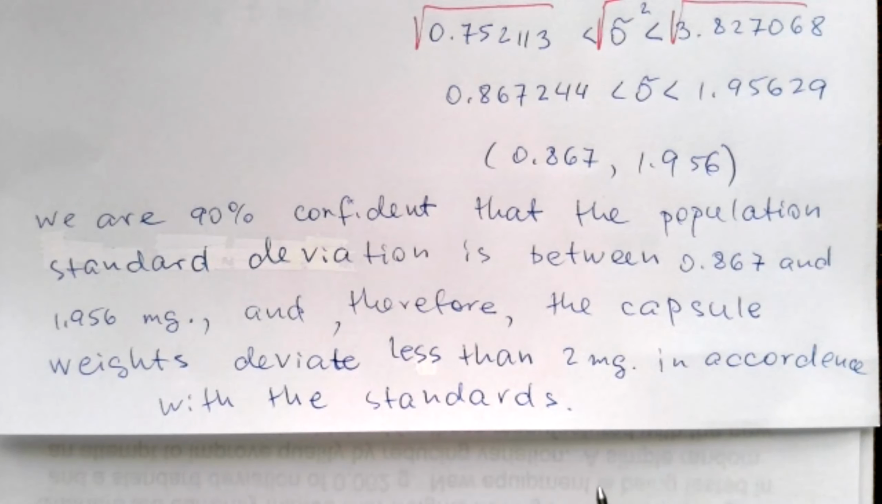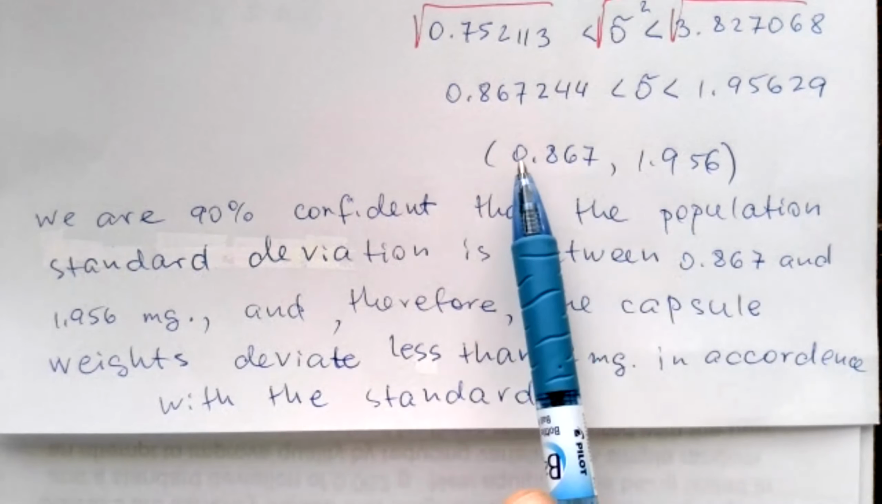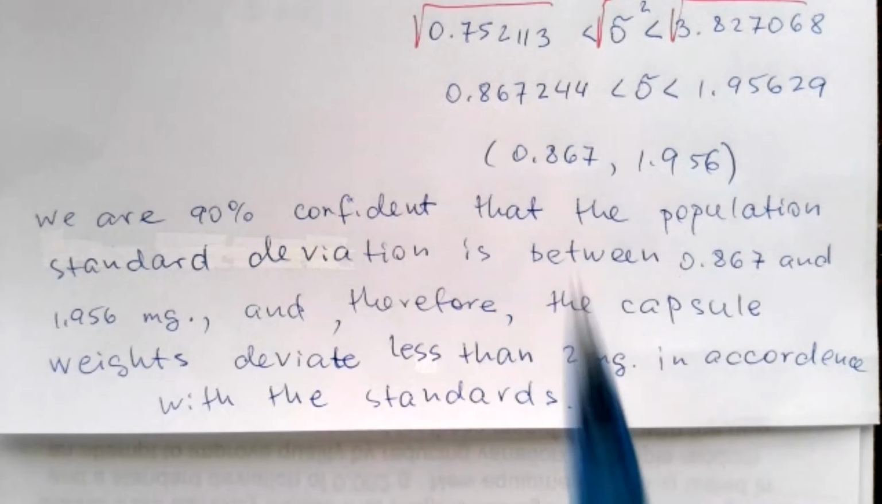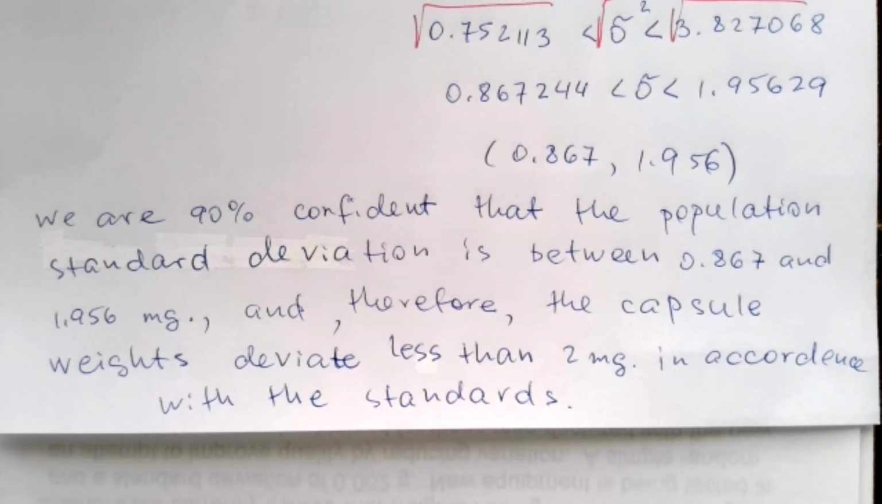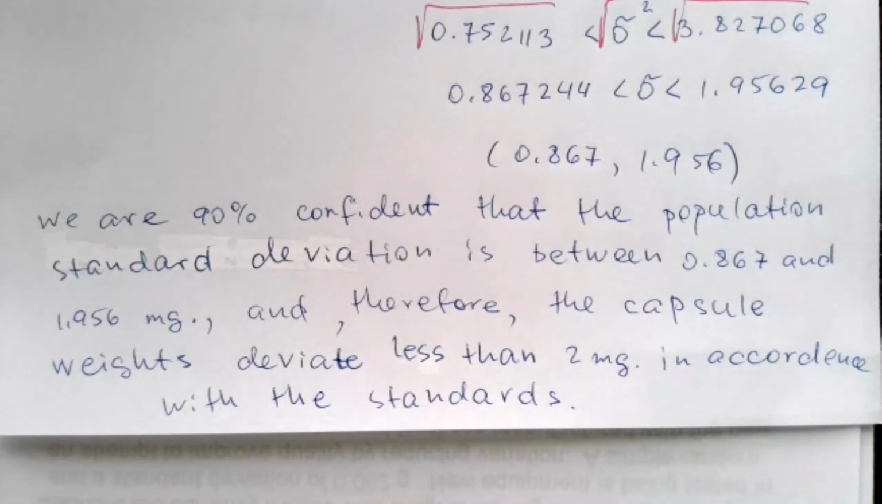Okay, again, I just want to reiterate it again. We can conclude that it's less than 2 milligrams because the entire confidence interval is below that value. It's not included in the confidence interval. That's important.